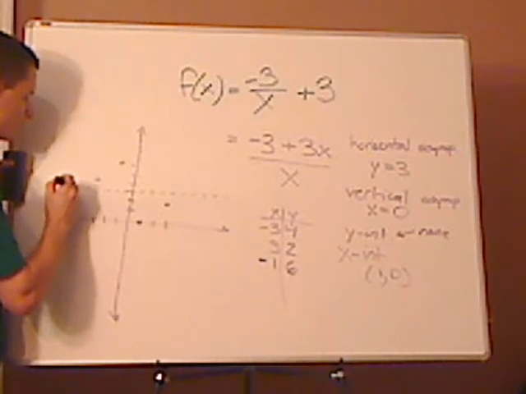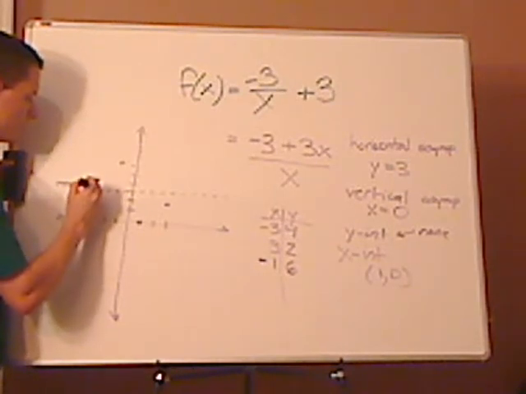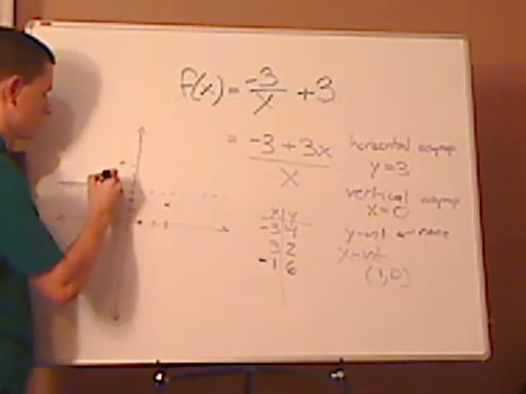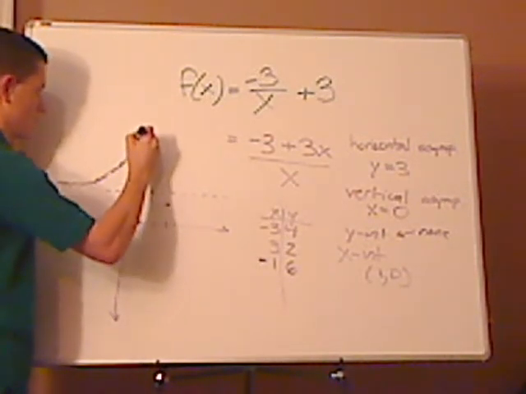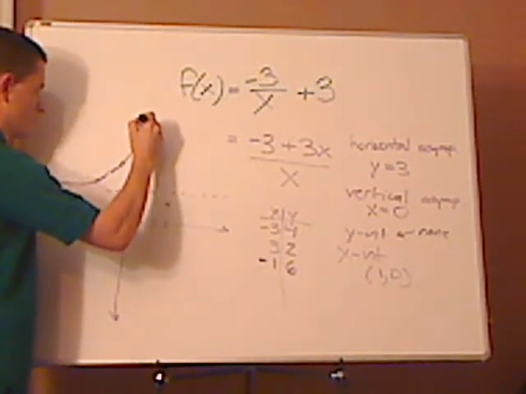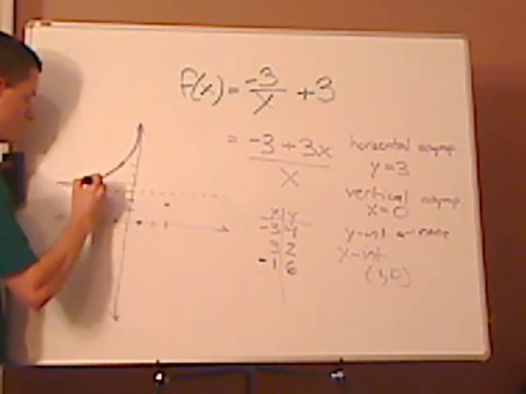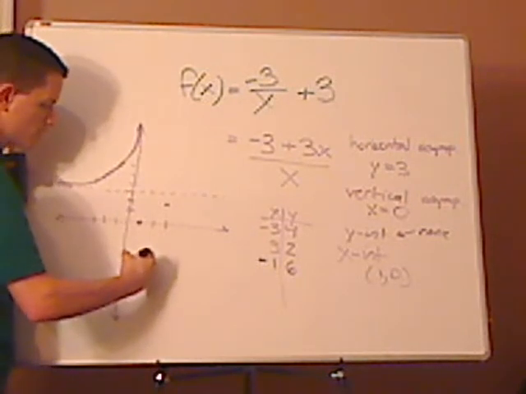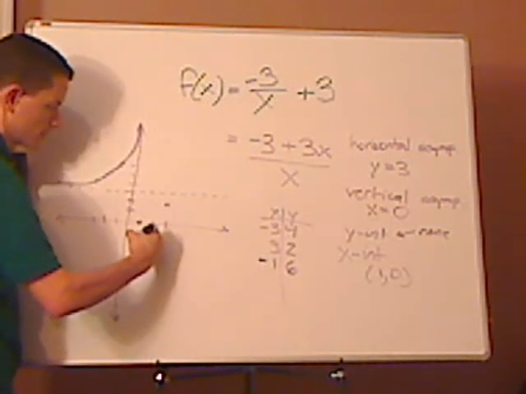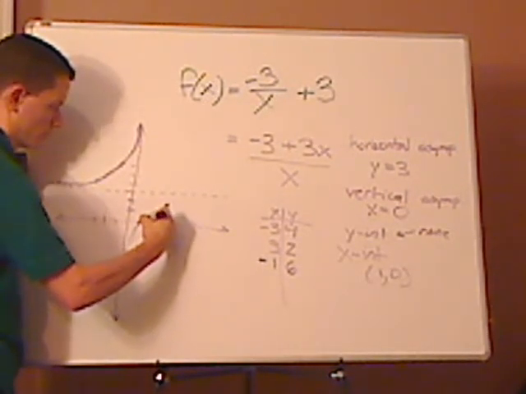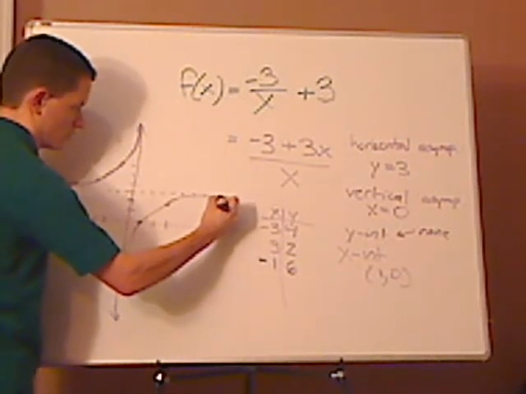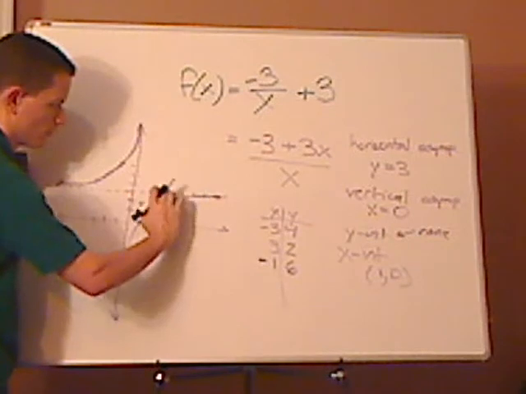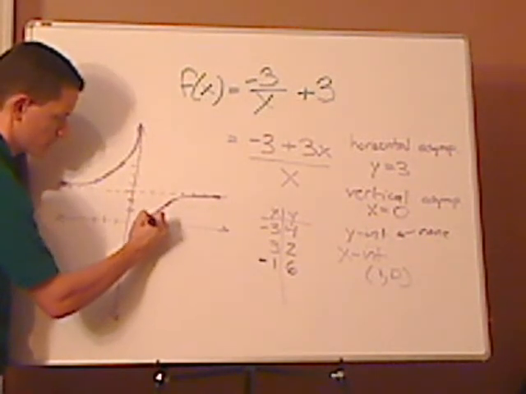Now asymptotes, you're going to have the function, and they get closer and closer to the asymptotes, but they never touch. So that's one part of the graph, and then you're going to have another one that's going to go like this. Gets closer and closer to that horizontal asymptote, but it never touches.